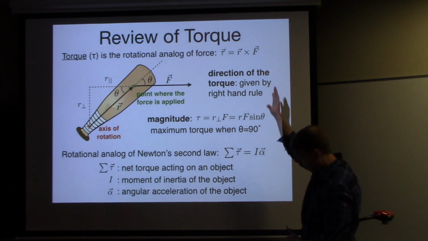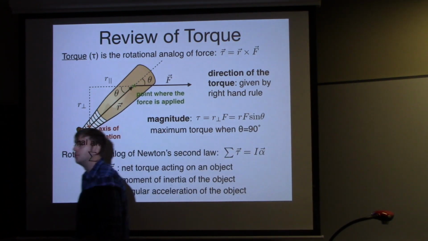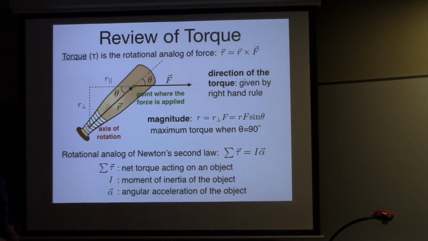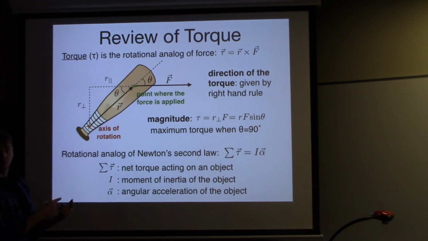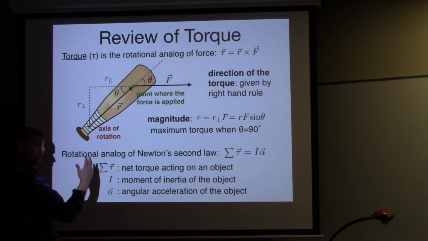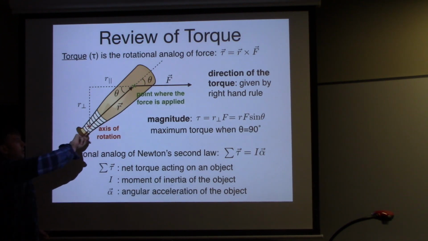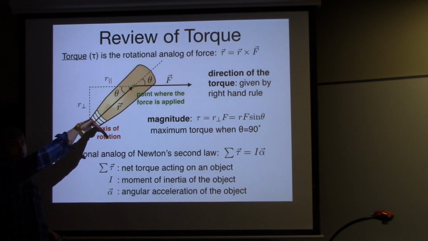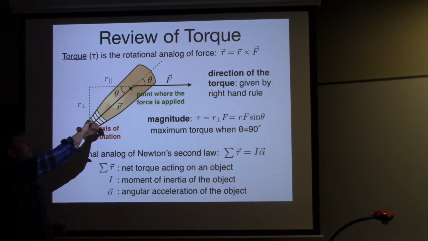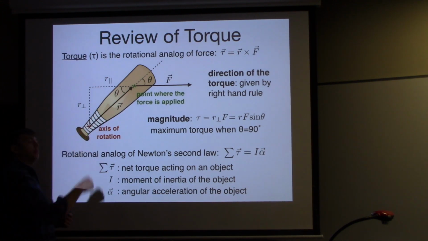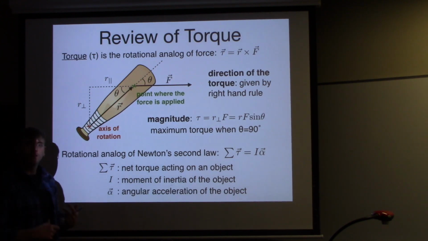Let's start with the direction. The direction is given by the right-hand rule, and we've done this a million times in this lecture, but let's do it again. When I have the cross product of two vectors and I want to know the direction, I use the right-hand rule. I take the fingers of my right hand, point them in the direction of the first vector, which is R, and then curl them in the direction of my second vector, which is F. You see that? It's R cross F. Now which way is my thumb pointing? It's pointing into the page. So in this case, we'd say the torque is into the page.